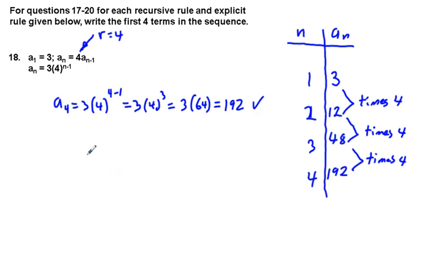So our correct answers to this one are going to be 3, 12, 48, 192.